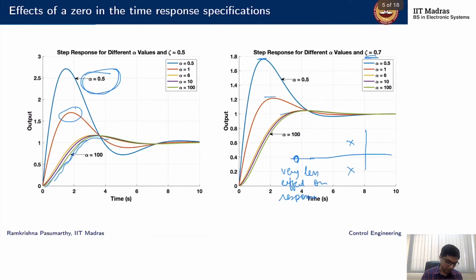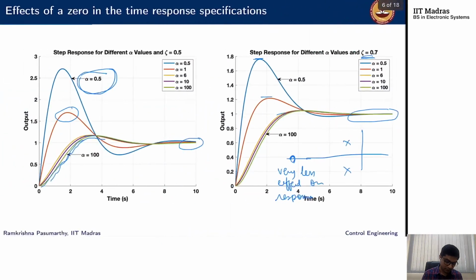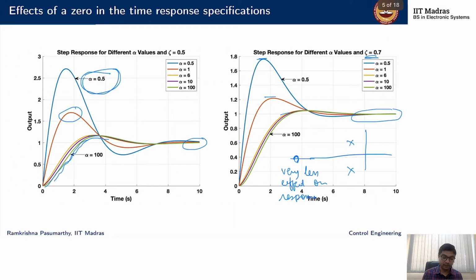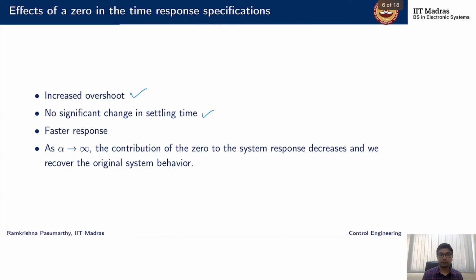What happens in the settling? All these curves, which correspond to alpha equal to 0.5 till 100, settle down very close to each other. So even though I see different kinds of overshoots, there is no significant difference in the settling time, and also in the steady state error. In the steady state, there is very little effect.